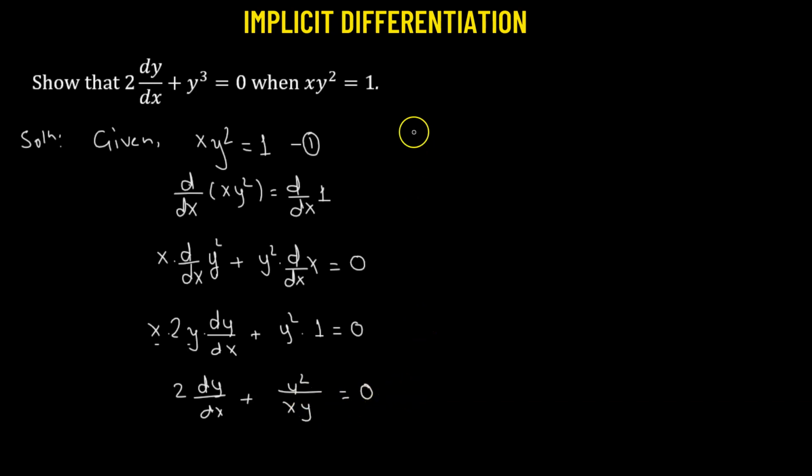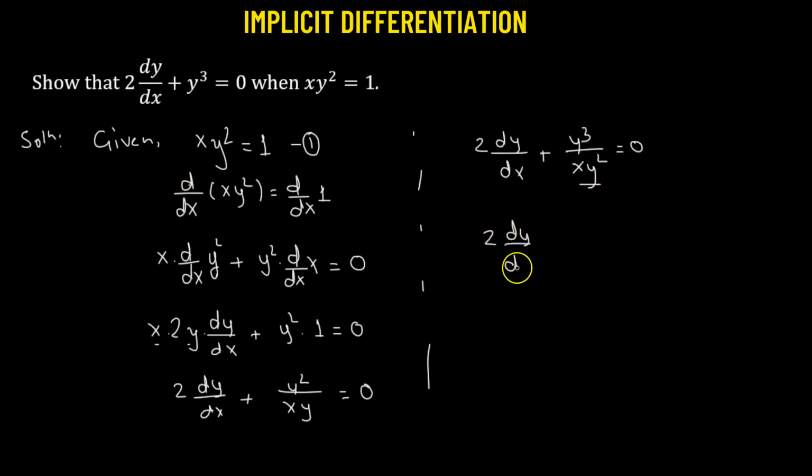Right. Now we will multiply both the numerator and denominator of the second term by y, which will make it 2 times dy divided by dx plus y cubed divided by xy squared. The whole reason we're doing this is that we know xy squared equals 1. So that means we now have 2 times the derivative of y with respect to x plus y cubed divided by 1 equals 0.